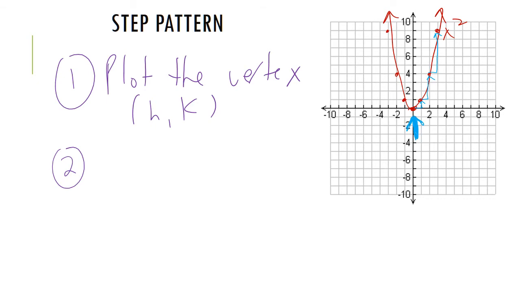Over 1, up 1 unit. Then I go to the next point. Over 1, up, count the squares, 1, 2, 3 units. Go to the next one. Over 1, up 1, 2, 3, 4, 5 units. And if I was to repeat the pattern on the left-hand side, it would be the same, which matches our definition of a parabola, which we know is a mirror image on one side of the vertex as the other.